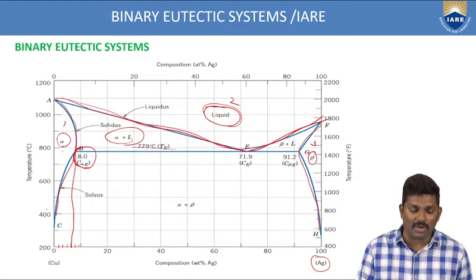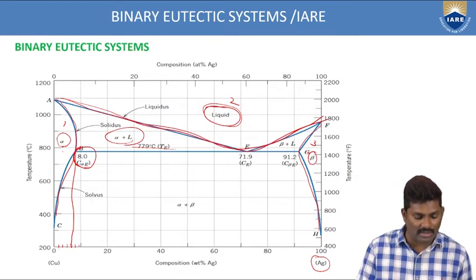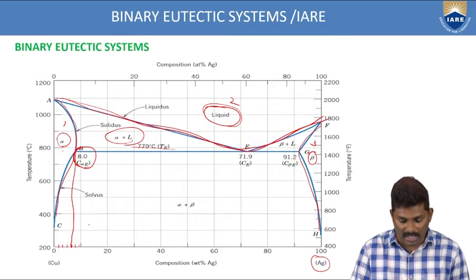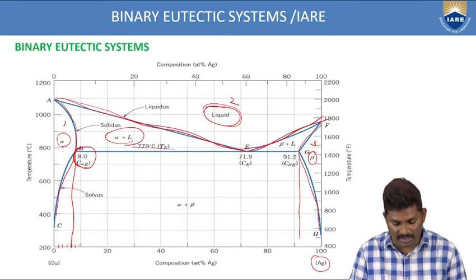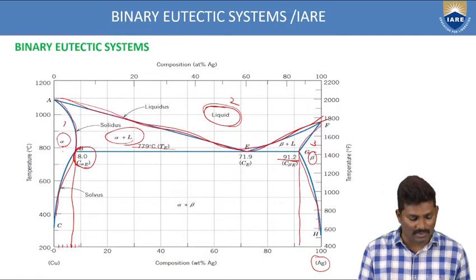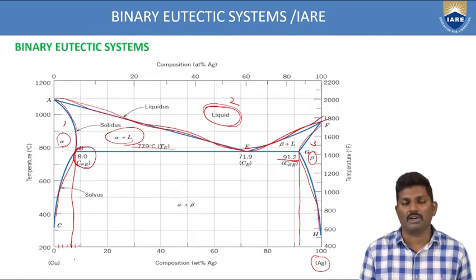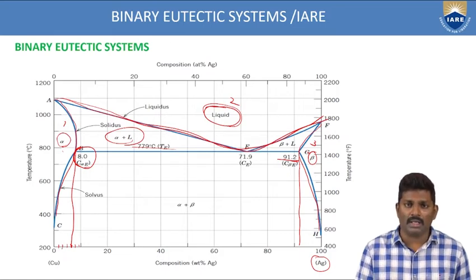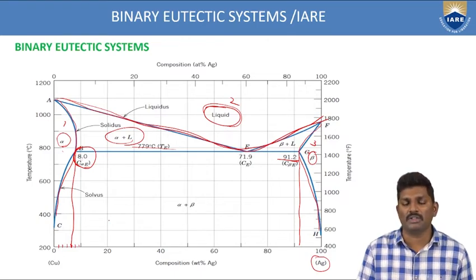Now if you see the composition at this point, you're having 8% of copper, and if you see at this point, you're getting 91.2%. So as I said, here we are having the compositions of both silver as well as the copper. That means at this point, if you have 8% of copper, then what is the remaining percent? It should be 92% of silver.